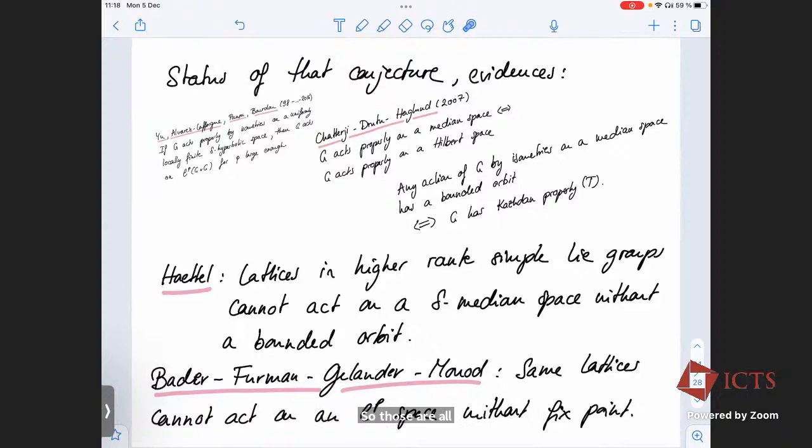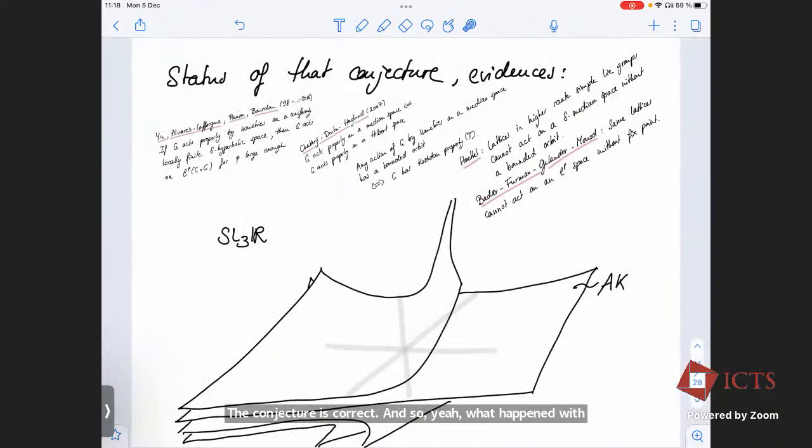And so, what happened with SL3R? This is my geometric understanding of SL3R. It's actually not SL3R, it's SL3R modulo SO3R. So it's a space that has some dimension, five or something? Yes, five. I can't draw a dimension five space, but I know that there's a bunch of pieces that have dimension two, and those are flats. And the flats are here.